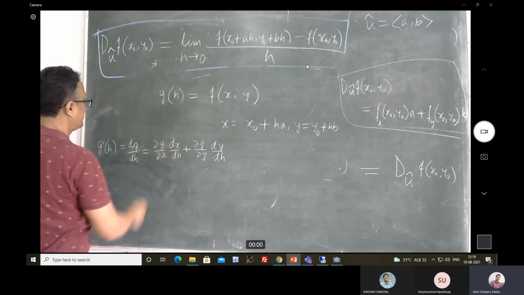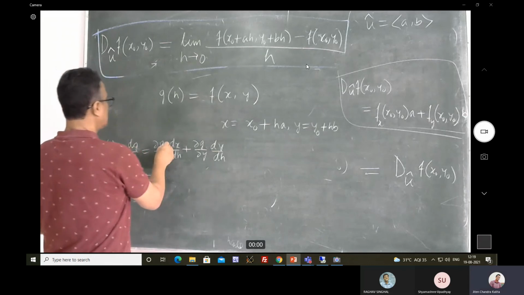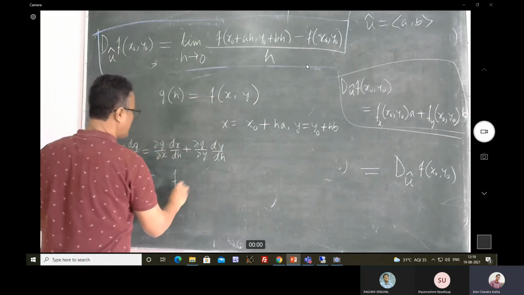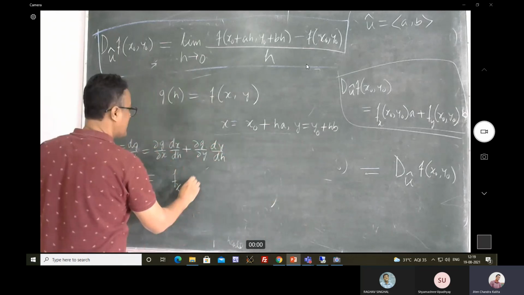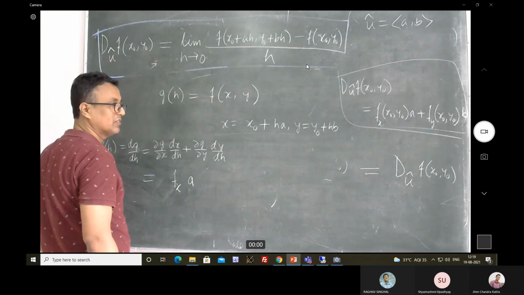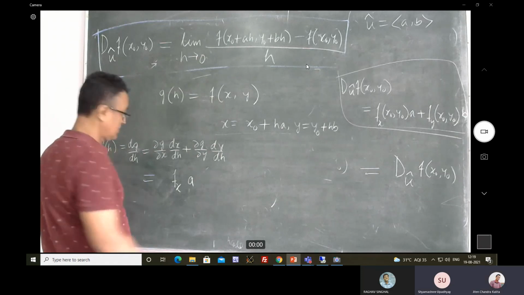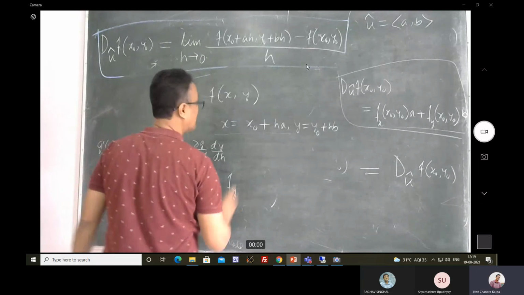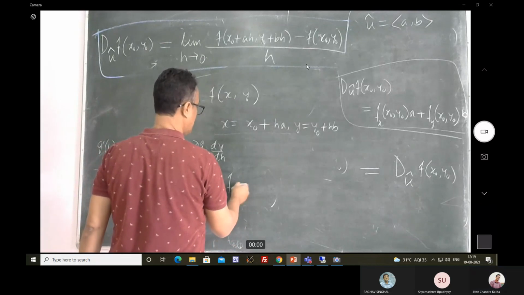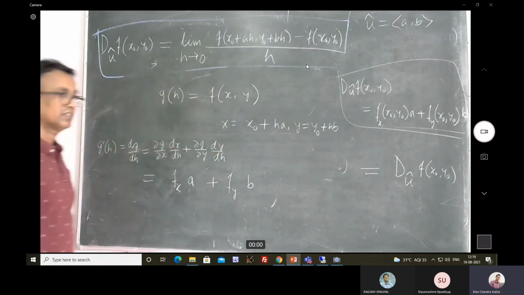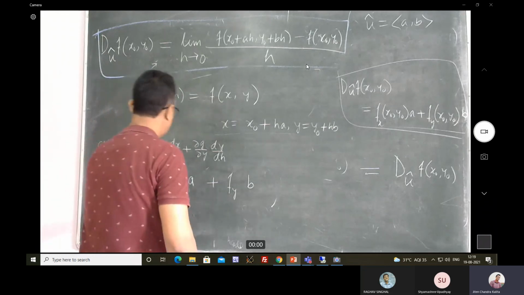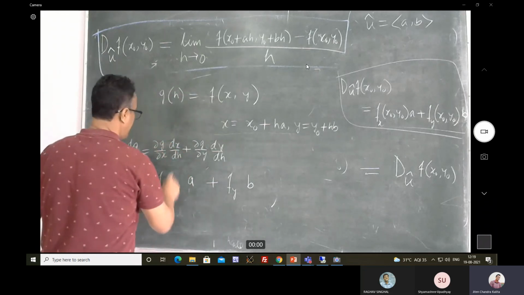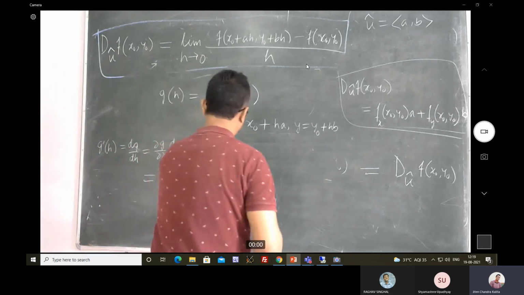Okay. So then del z del x, I can simply write as f_x, times dx/dh. This is what? a. Yes. Right? And this is going to be b. Okay, fine. So therefore, and of course, just this is f_x. I can still use the variable point here.